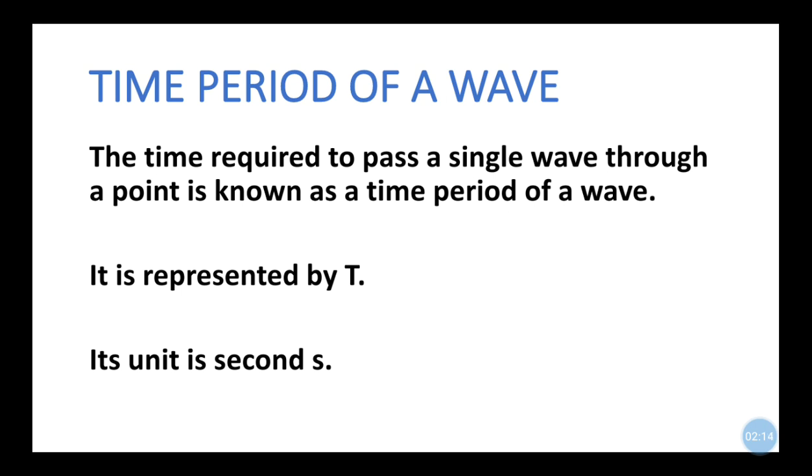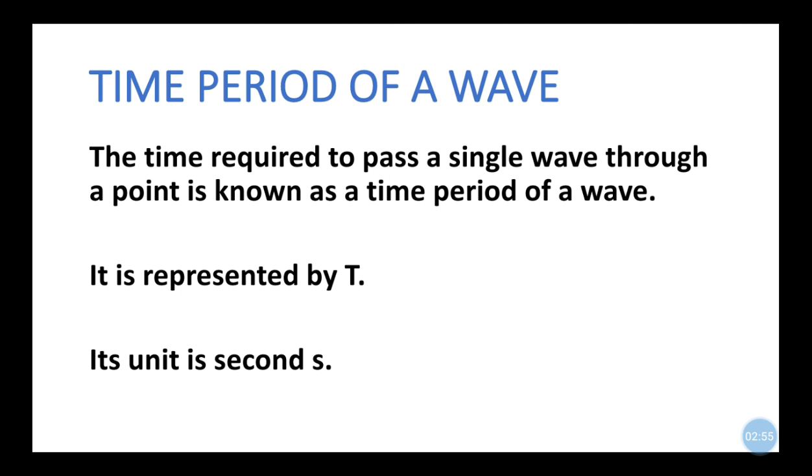Time period of a wave. The time required to pass a single wave through a point is known as time period. The time during which a single wave passes through a point, that time is known as time period. So here there is a major difference between time period of a wave and the total time of waves passing through a point. If a single wave passes through a point in a particular time, then this particular time is known as time period.